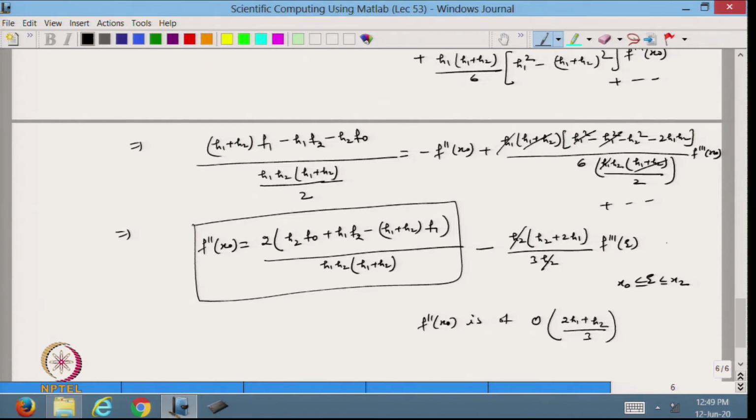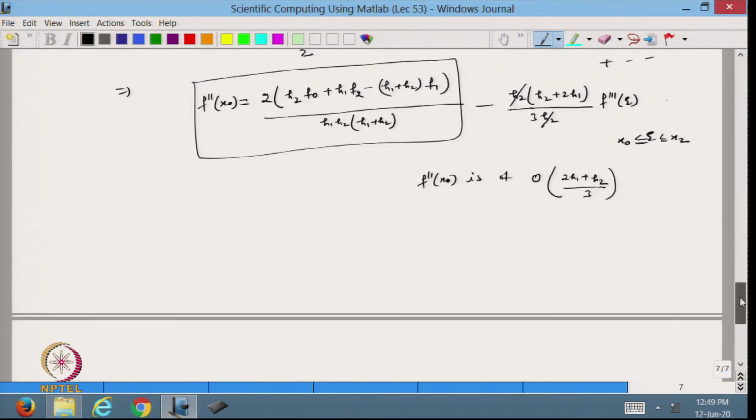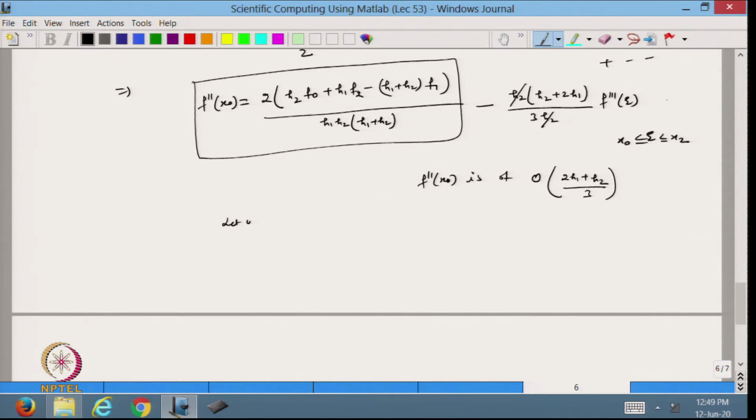Using the third order derivative. Now let us see what will happen. So let us choose h1 equal to h2 equal to h. So let us see what will happen.